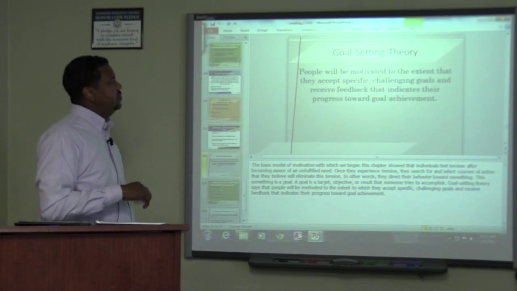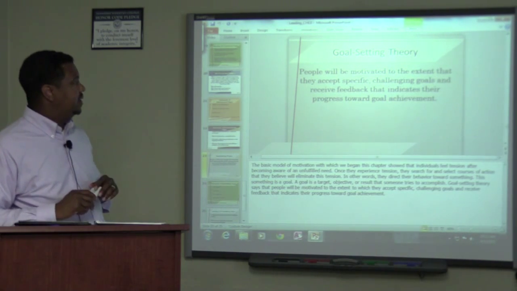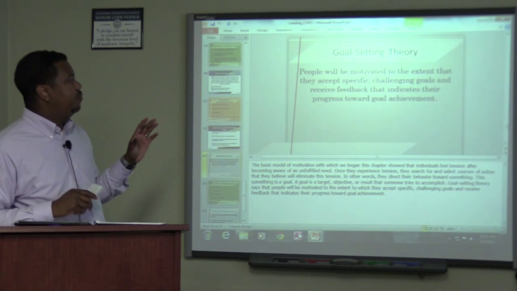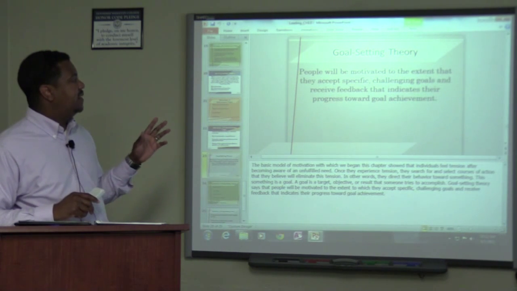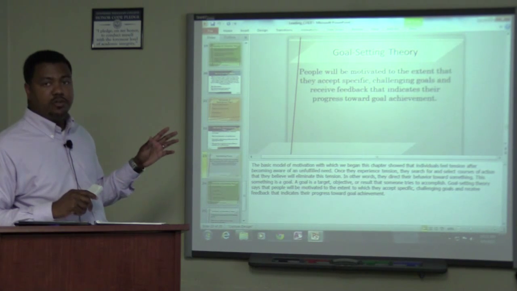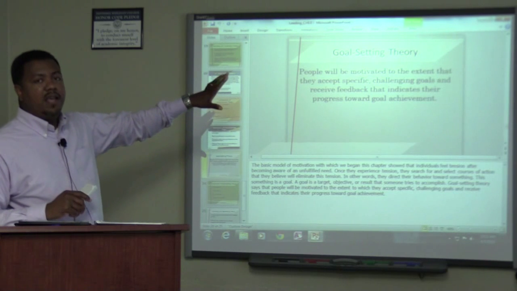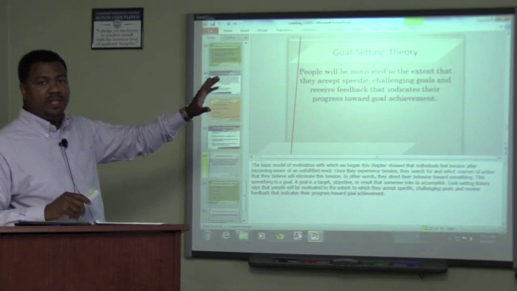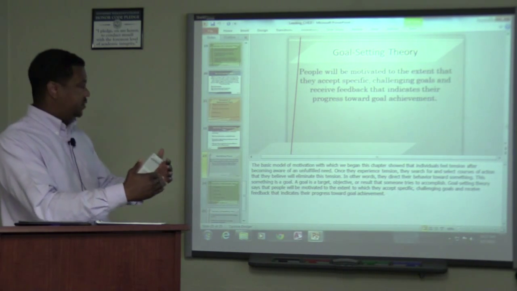All right, so let's switch theories now to another type of motivational theory that we can use in our organization called goal setting theory. Goal setting theory basically says that people will be motivated to the extent that they accept specific and challenging goals and receive feedback that indicates their progress towards their goals. So this echoes the importance that individuals are truly motivated by having clear, specified goals that we can designate in our organization to encourage individuals to move towards.